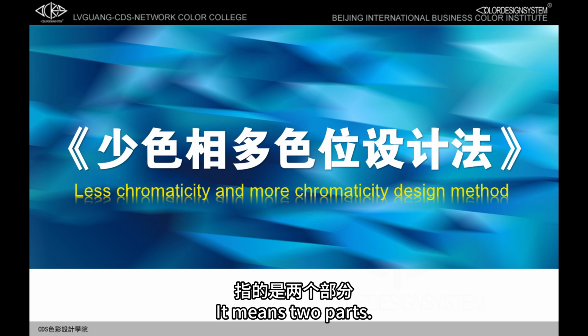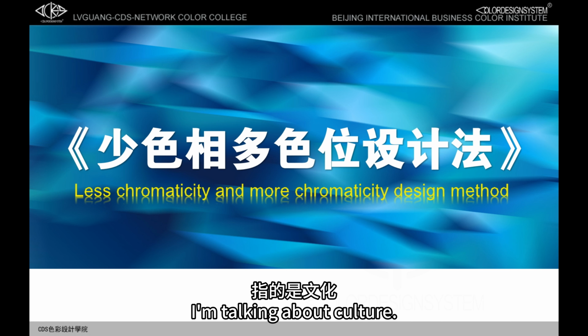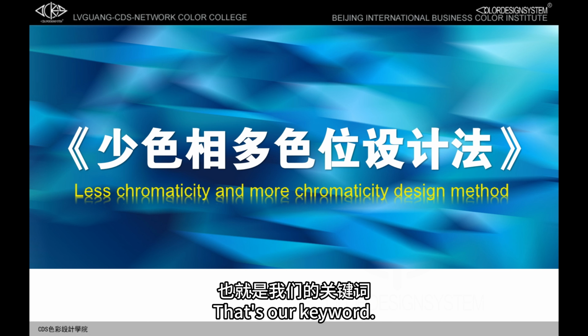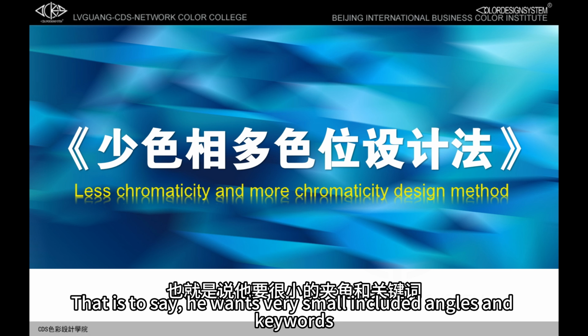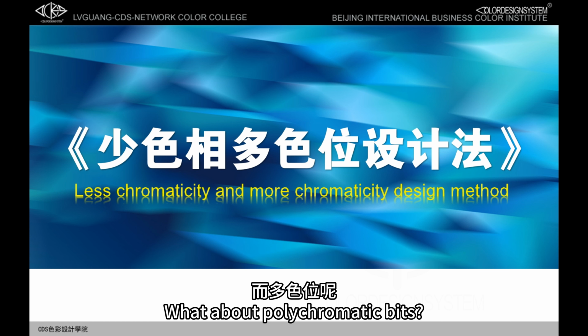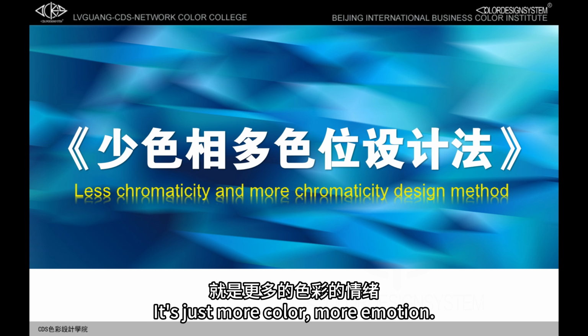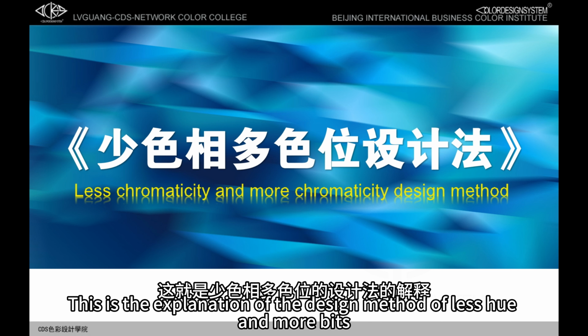It means two parts. The first is the hue of the color language, which is our keyword. Our proposition is less hue, that is, very small included angles and a very small range of hue. What about polychromatic bits? It means more color, more emotion, and more color contrast to combine. This is the explanation of the design method of less hue and more bits.